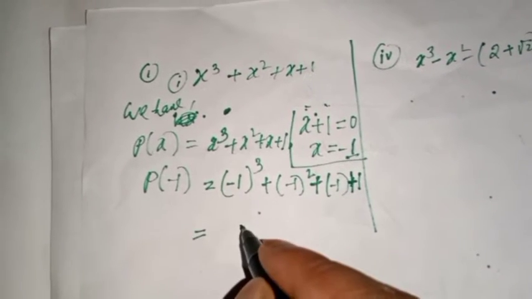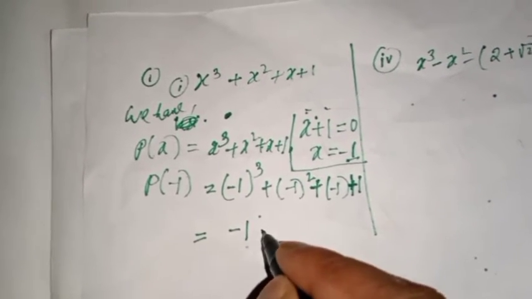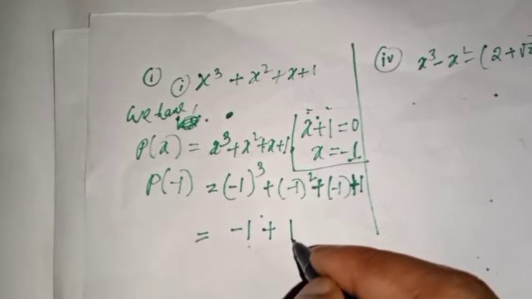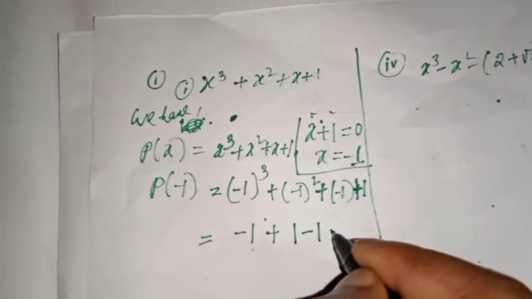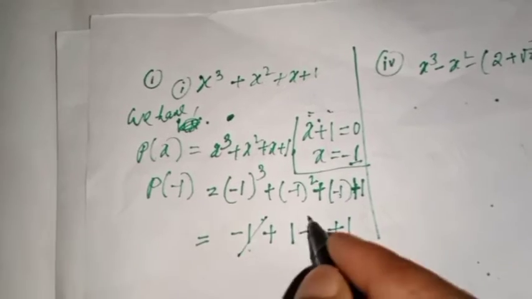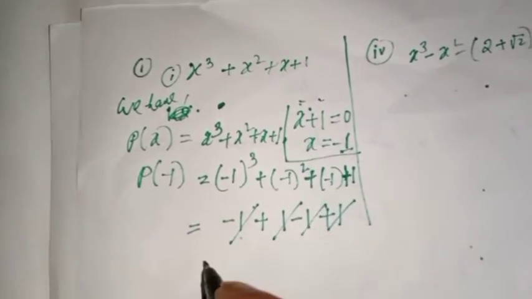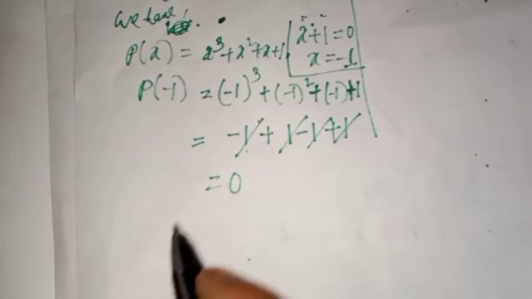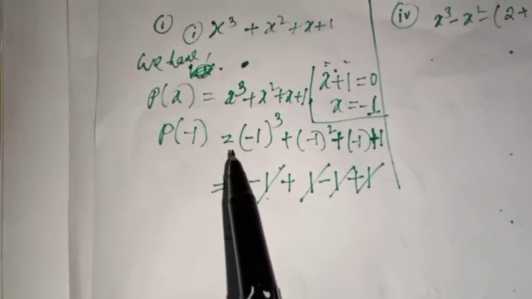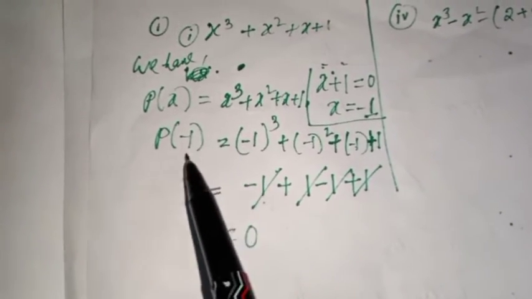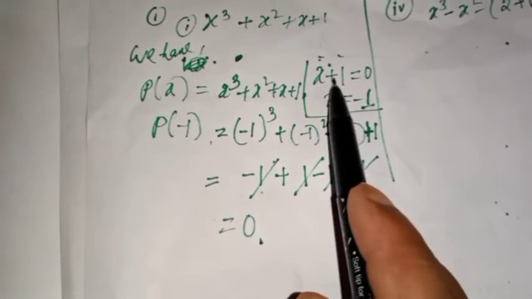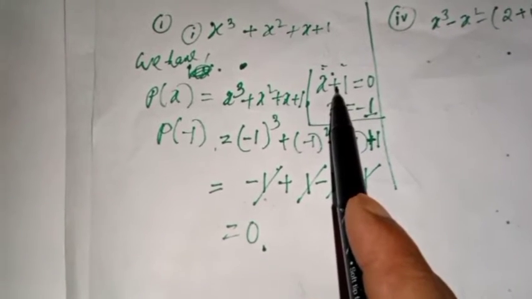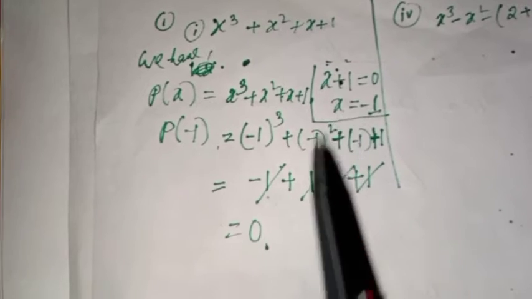Now minus 1 cube means, all of you know, minus 1, and minus 1 square means minus 1 into minus 1, plus 1, and this plus minus 1, again plus 1. See, minus 1 plus 1 cancel, again minus 1 plus 1. What is the remainder? 0. So now you can use the factor theorem. See, P(minus 1) is equal to 0 means what? x plus 1 is a factor according to the factor theorem. Understood? Now you can apply.